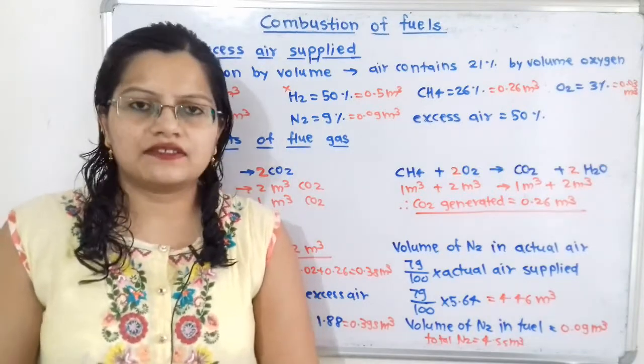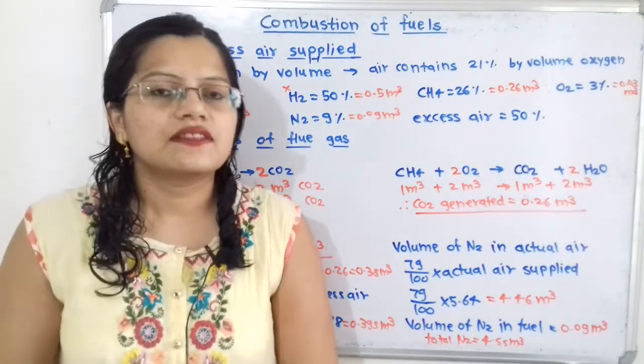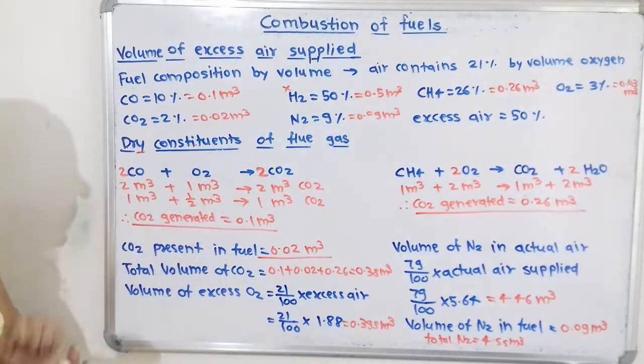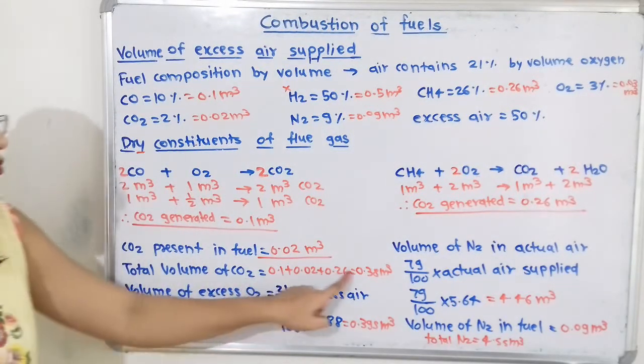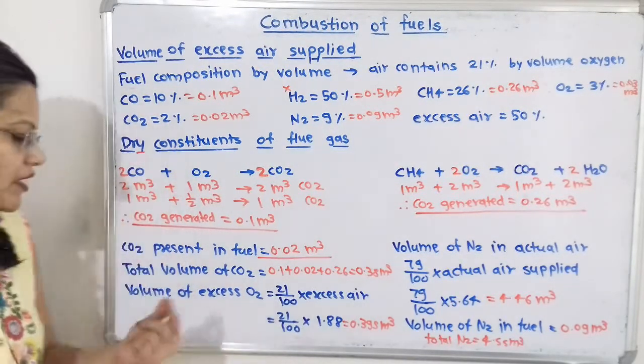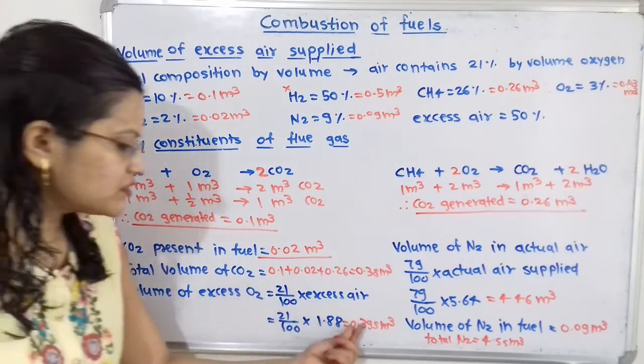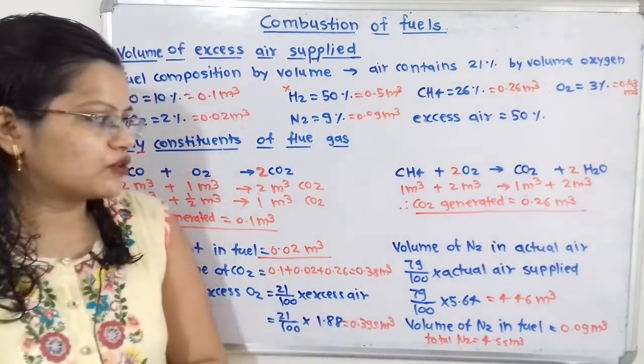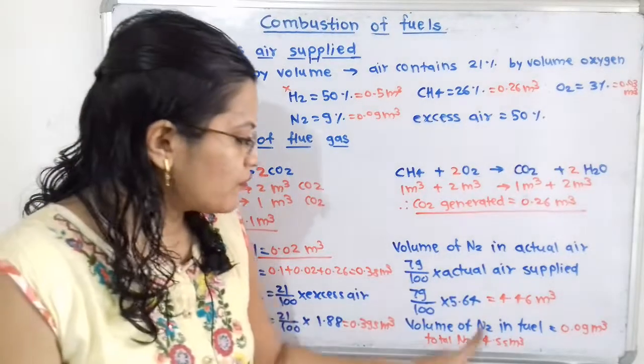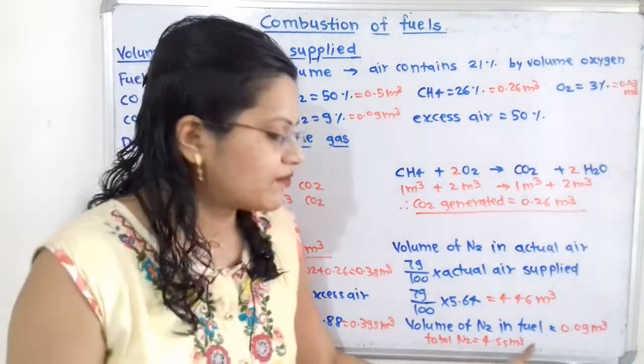So what is the answer? We can say that the dry constituents of the flue gas are: the volume of CO2, 0.38 meter cube; the volume of excess oxygen, 0.395 meter cube; and the volume of nitrogen, 4.55 meter cube.